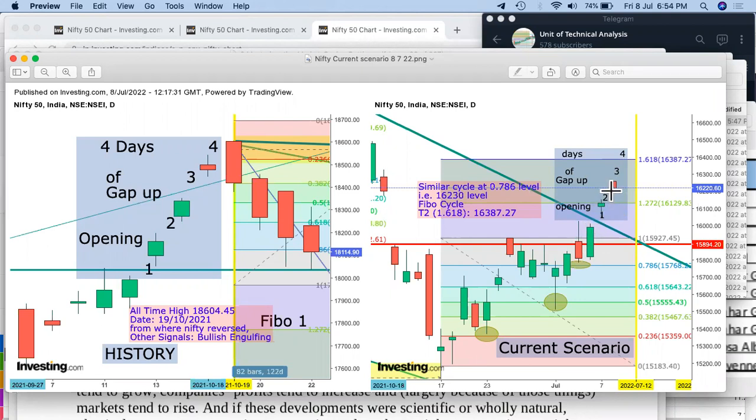We have seen like 1-2 days of gap up opening, which probably I see we have got 1, 2, 3, 4 days of gap up opening, which was especially there during the all-time high. This is as per history, and this was there on 19th of October when we got an all-time high. So probably it may happen that okay, we may get some kind of candles. Why? Because this is the first indication.